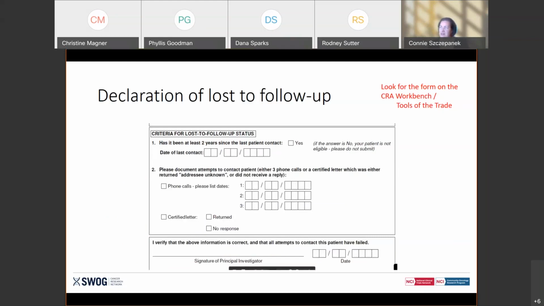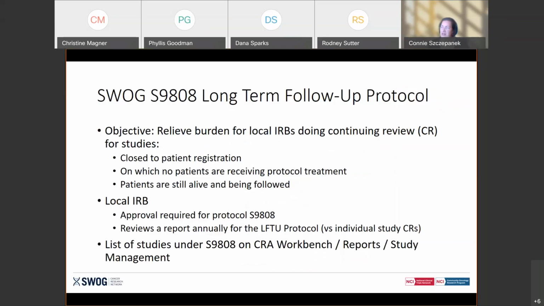This is the form as it looked on the CRA workbench under tools of the trade, and you've been shown where that is. Next slide. I'm not going to go into detail on these next 2 slides, but they're in your slide packet for your reference. But SWOG is one of the few research bases who I can shamelessly applaud and celebrate and just say yay for you, because they have done some really masterful work to make life easier for coordinators and IRBs and just the whole enterprise at large.